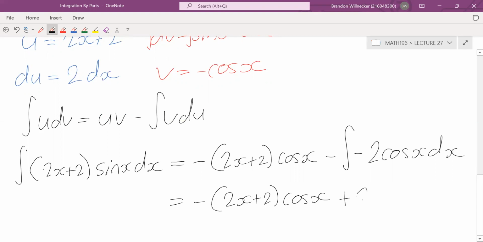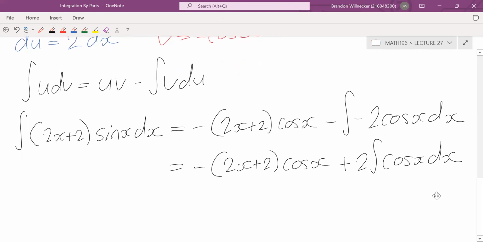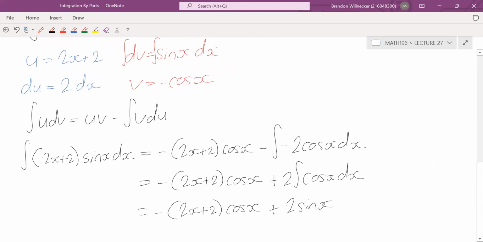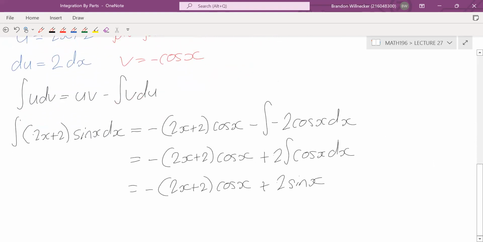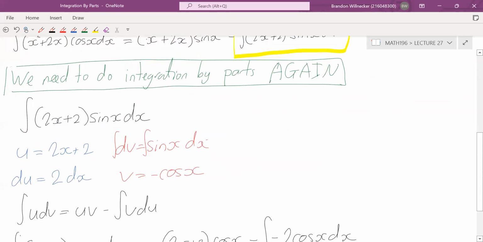And then plus 2 times the integral of cos x dx. Okay, but we know what that is. That's just going to be sine. So this is going to be minus (2x plus 2) cos x plus 2 sine x. Okay, so all of this is our answer for that part that was missing.